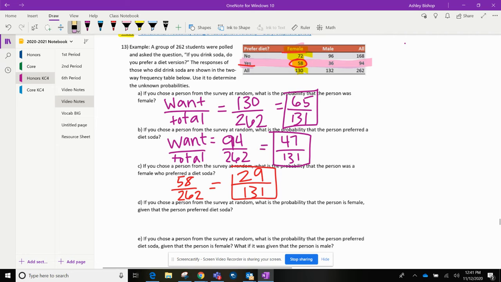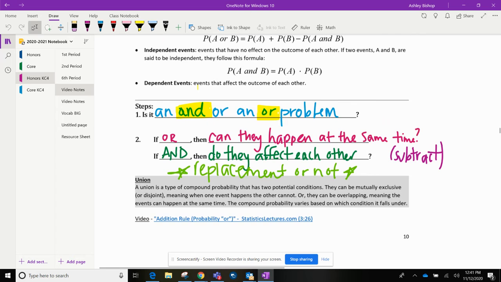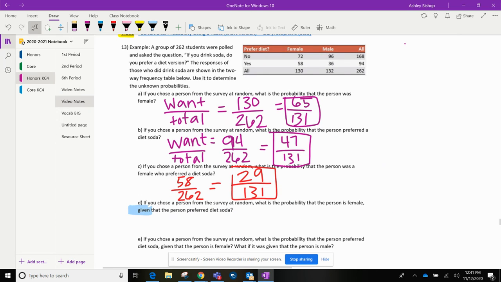Okay. Now this is where things get a little bit new. So if you're like, okay, I'm done with this video, please make sure that you're paying attention to this part. This is where things get new. So let's read. If you chose a person at random from the survey, what is the probability that the person is a female given that the person preferred diet soda? This given is a big deal. Remember though, your definition of conditional probability means that another event already happened, given that the other event already happened.